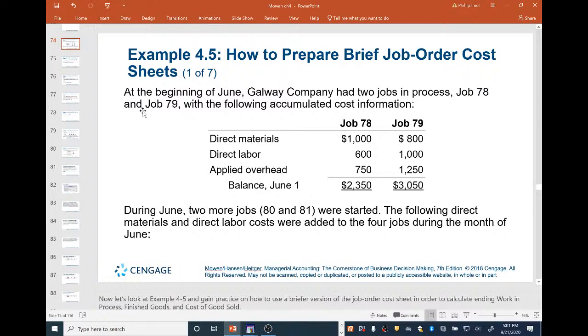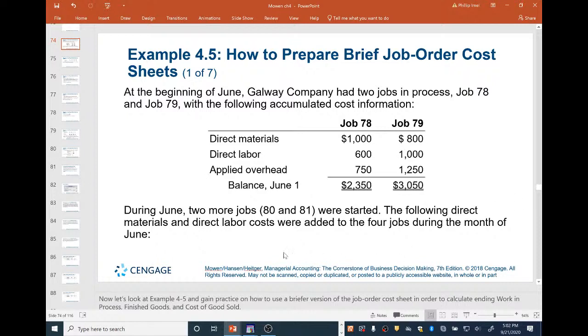At the beginning of June, Galway Company had 2 jobs in process, Job 78 and Job 79, with the following accumulated cost information. So we can see here we have Job 78, Job 79, then we have all the materials, the labor, the overhead, and that's the balance as of June 1st. We can see right here, right? That's the sum of each one of these columns.